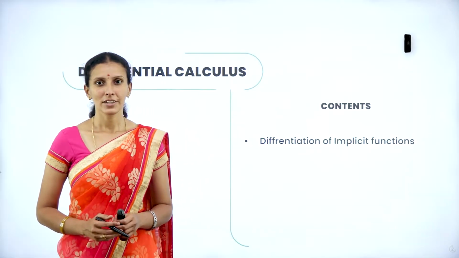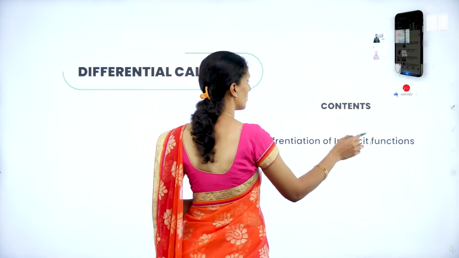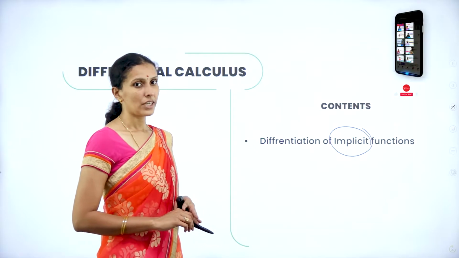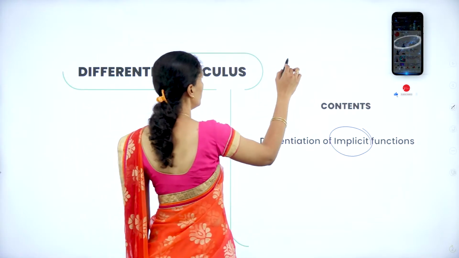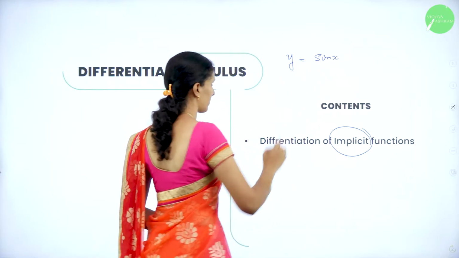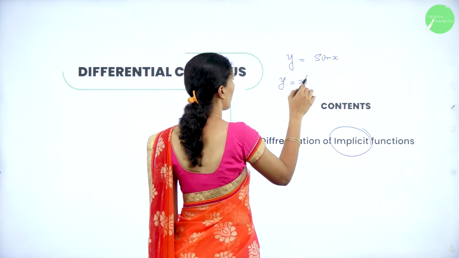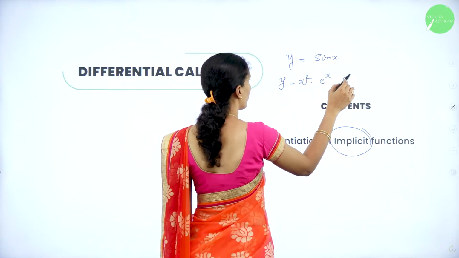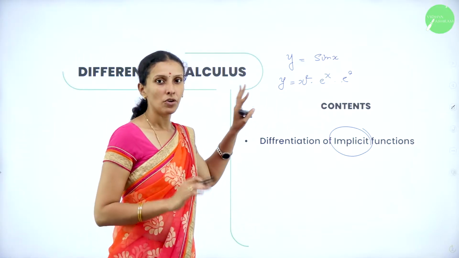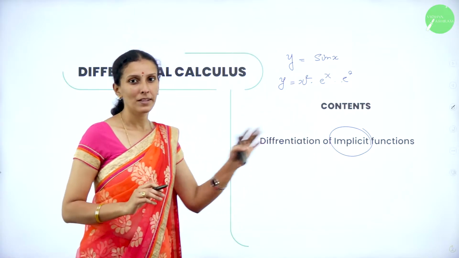So here in this session, we will be studying the differentiation of implicit function. So what do you mean by implicit function? Previously, we have taken examples of functions expressed in terms of y. For example, y is equal to sin x. Also, y is equal to x square, e power x. So, all these functions are expressed in terms of only y. So, these types of functions are called explicit functions.